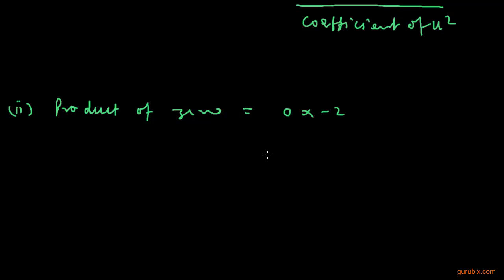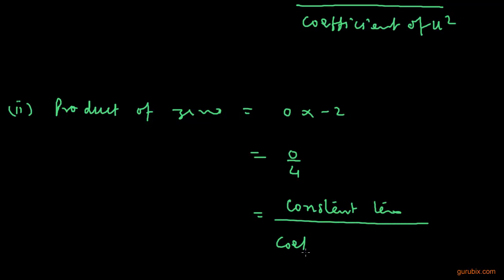Now we shall move to the product of zeros, and here we have 0 into minus 2. This means we have 0, and we can write it as 0 over 4. So this ratio is equal to the ratio of constant term over coefficient of u square. So both the relationships are verified.